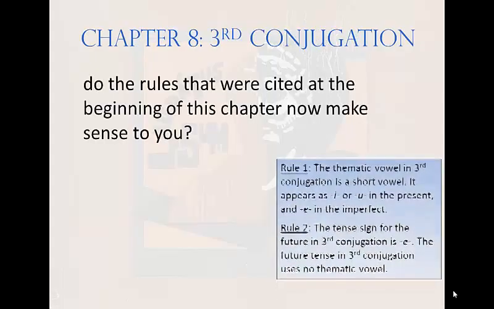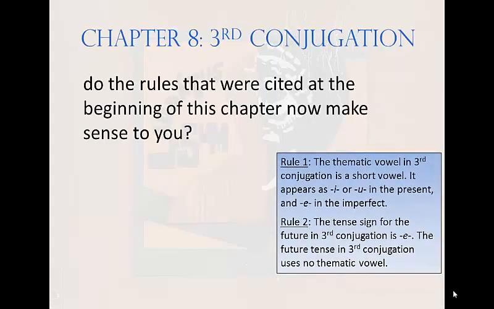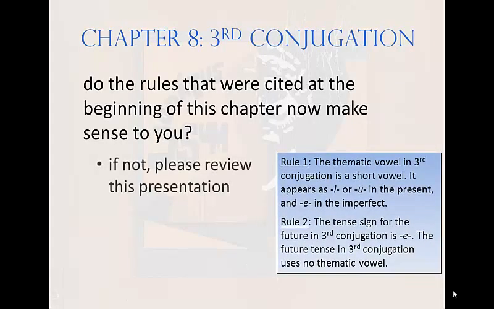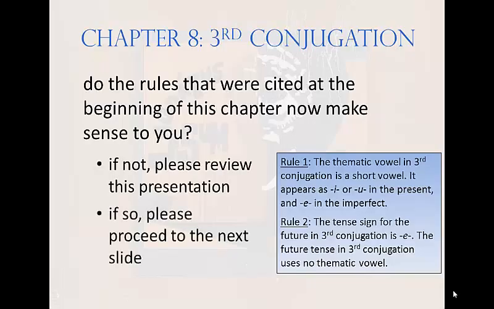Do the rules that were cited at the beginning of this chapter now make sense to you? If not, please review this presentation. If so, please proceed to the next slide.